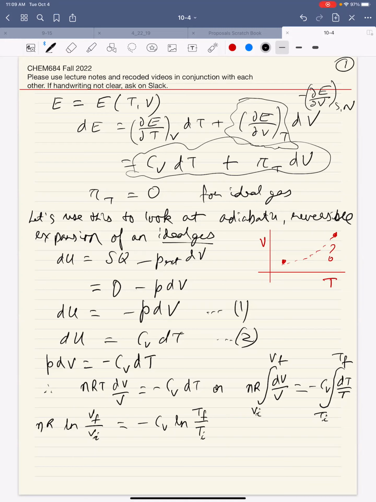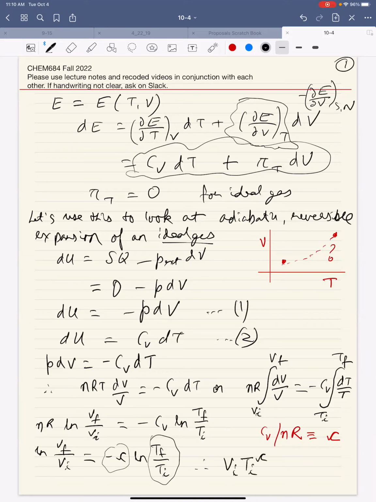Let's call CV by nR, let's give it a name, let's call it C, the small letter c, not to be confused with the speed of light, okay? So ln VF by VI is equal to minus C ln TF by TI, right? Therefore, you can bring this minus C to the power of this thing over here, and then you can remove the ln entirely. Therefore, VI TI to the power C is equal to VF TF to the power C.